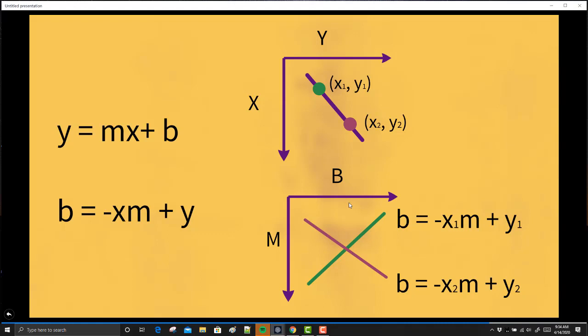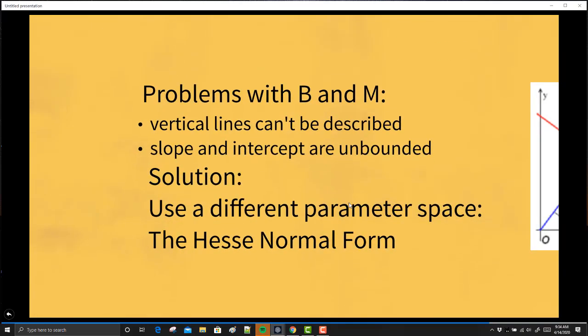So this is all great, but using slope and intercept actually causes a couple of problems. The problems are that vertical lines can't be described by slope and intercept because, for example, they have no intercept. Also, slope and intercept are unbounded, so, for example, near vertical lines can have an intercept near infinity. But fortunately, y equals mx plus b is not the only equation we can use to define a line. Instead, we can use something like the Hess normal form.